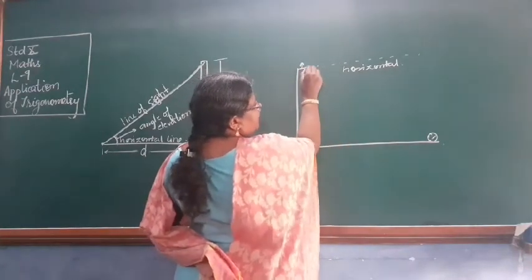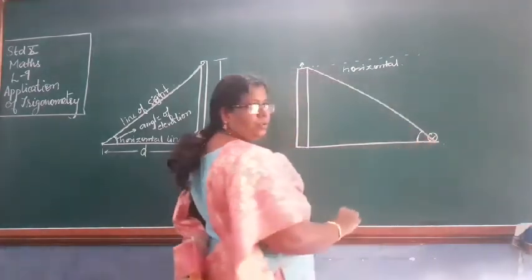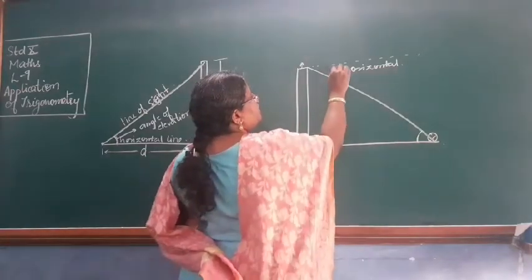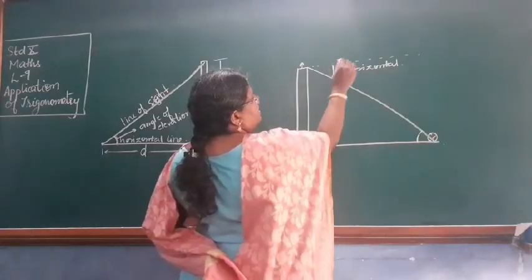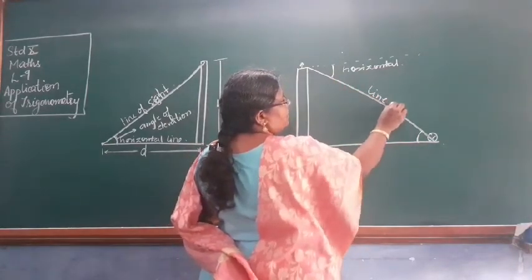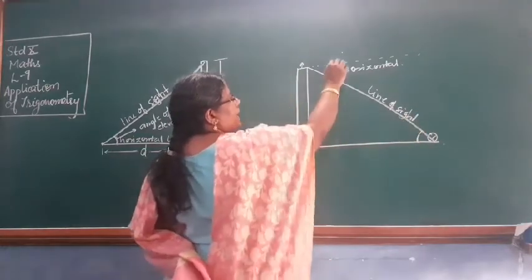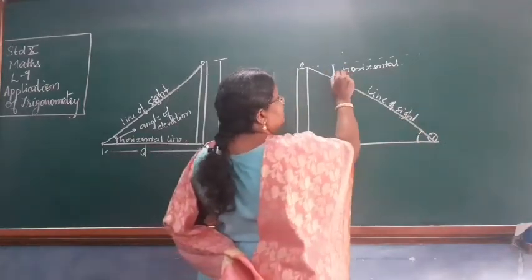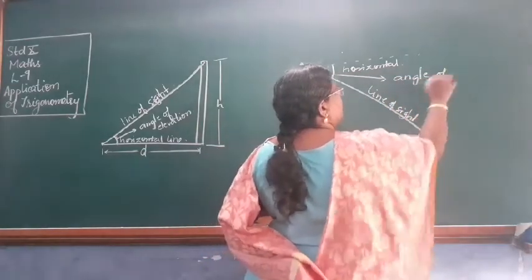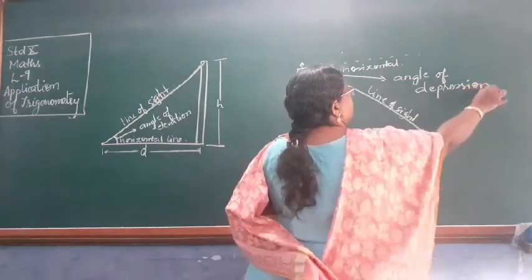And the observer is making a particular angle with the ground where the ball is. So the angle between the horizontal line and this, which now becomes the line of sight, this angle will now be called the angle of depression. This is called the angle of depression.